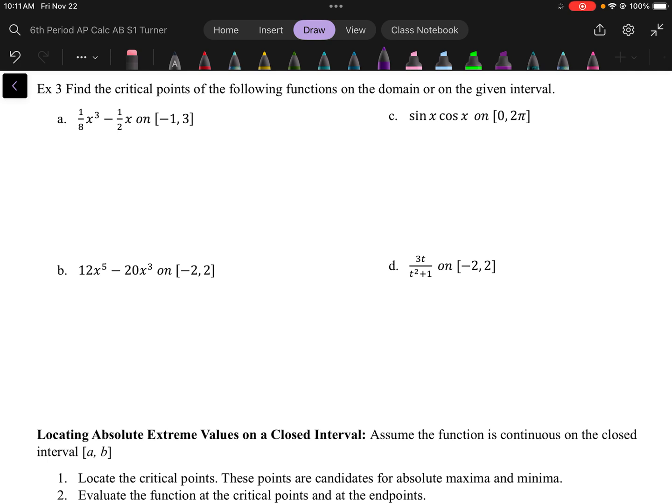So if I took a look at the first example, the first thing I'm going to do is take the derivative of my function. Thankfully, these are nice just power rule ones happening here. So if I take the derivative of the first term, I'm going to have 3 over 8x squared minus 1/2.